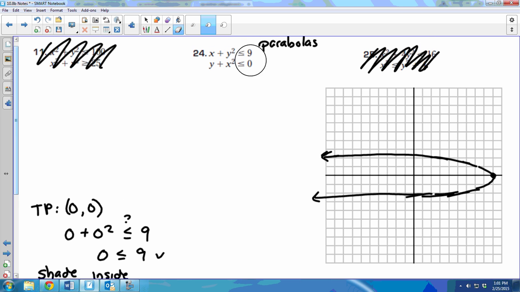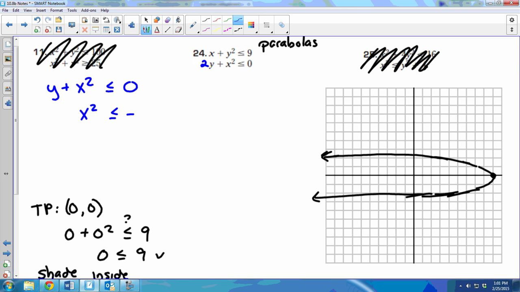Okay, so second one. We have y plus x squared is less than or equal to 0. I need to rewrite this. So I have x squared. I'm going to subtract y. So I have negative y. I'm going to leave the 0 there for a second so everyone's with me. So what is wrong with that equation? Can't have negative y. So I'm going to factor a negative out again.